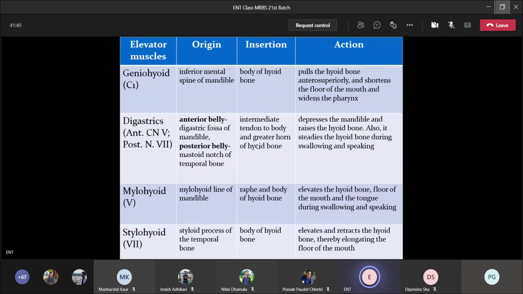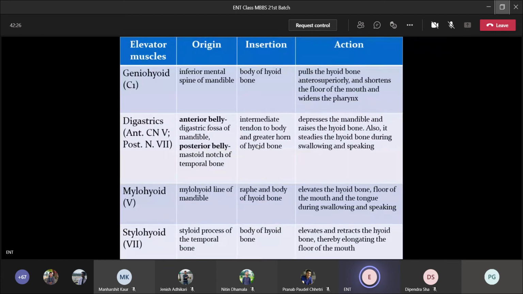Now second is the digastric muscle. So anterior belly is supplied by cranial nerve 5th, posterior belly by nerve 7th. The origin of this muscle is the digastric fossa of the mandible for the anterior belly, and the mastoid notch of the temporal bone for the posterior belly. The insertion of this muscle is the intermediate tendon to the body and greater horn of the hyoid bone. And the action of this muscle is it depresses the mandible and raises the hyoid bone. Also, it steadies the hyoid bone during swallowing and speaking.